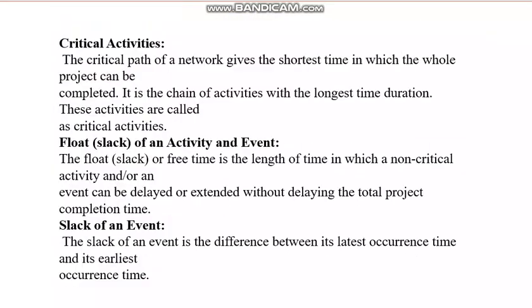Okay, next let us see. Now critical activities: the critical path of the network gives the shortest time in which the whole project can be completed. It is the chain of activities with the longest time duration. These activities are called critical activities. Okay, critical path gives you the shortest time in which the project can be completed.